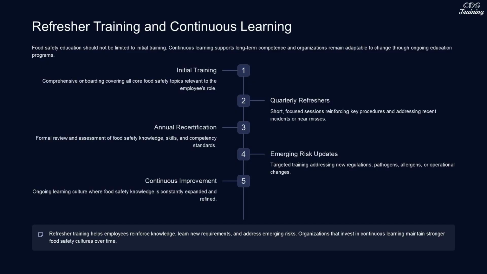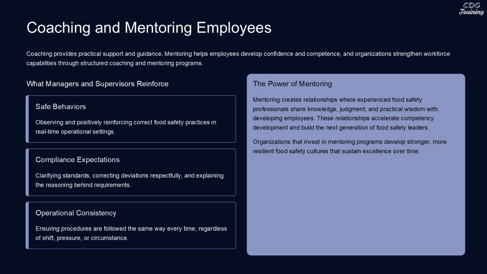Coaching provides practical support and guidance. Mentoring helps employees develop confidence and competence, and organizations strengthen workforce capabilities through structured coaching and mentoring programs. By reinforcing safe behaviors, clarifying compliance expectations, and ensuring operational consistency, organizations can build a stronger, more resilient food safety culture.